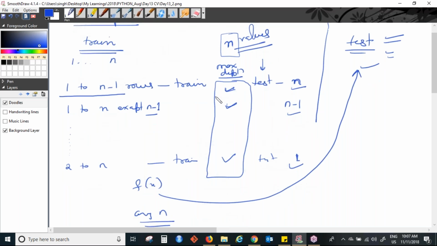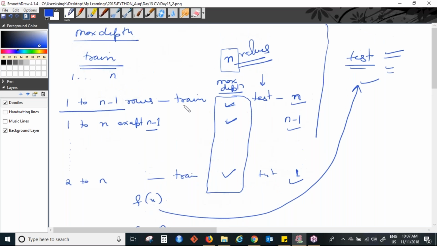So this is the best approach that you can take. There is no better approach than leave one out cross validation. And that is why it is called leave one out cross validation, because every time you run a model, you are leaving one data point out, and then you are running the model.